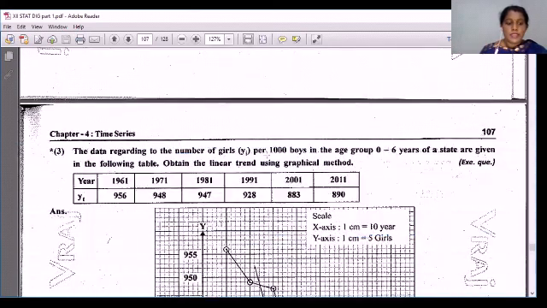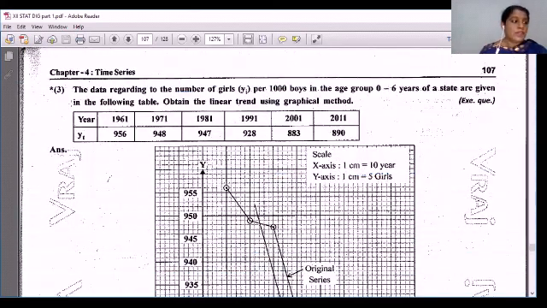Now let's see our third question. The data regarding the number of girls per thousand boys in the age group 0 to 6 years of a state are given in the following table. Obtain the linear trend using a graphical method. Here 1961, 1971, 81, 91, 2001 and 2011 are given, and the values are 956, 948, 947, 928, 883, 890.